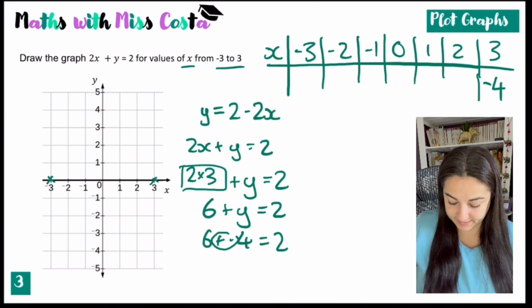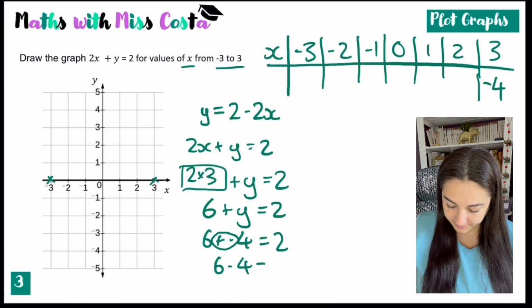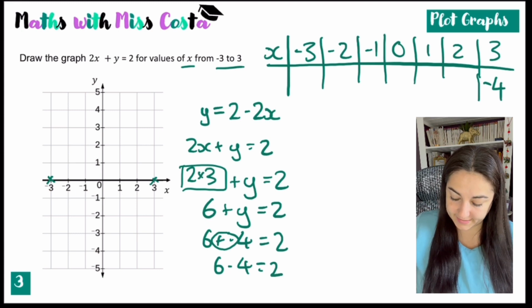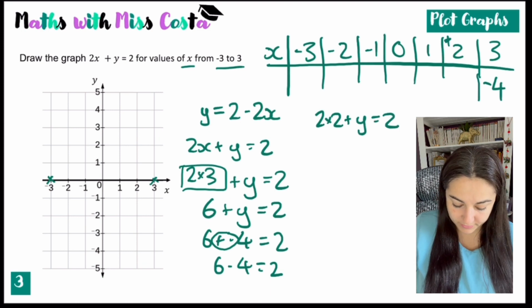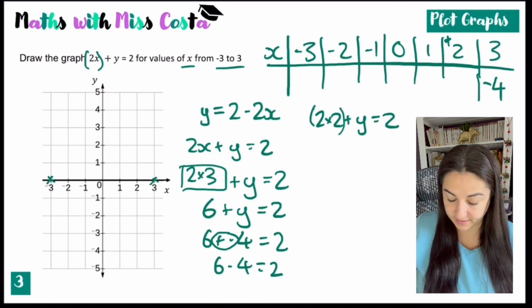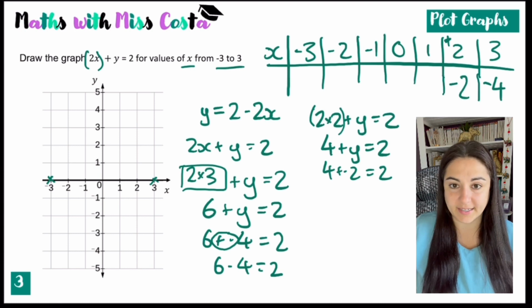Remember, a positive and a negative, when they're next to each other, becomes a negative. So if you're adding a negative, it's the same as subtracting. So 6 take 4 is 2. Now let's do the same for the next one. When x is 2, 2 times 2 plus y equals 2. Wherever it says 2x, I'm substituting the value of x and I'm leaving everything else the same. So 2 times 2 is 4. 4 plus y equals 2. So think to yourself, 4 plus what gives you 2? Well, 4 plus -2 gives you 2. So the y coordinate here would be -2.